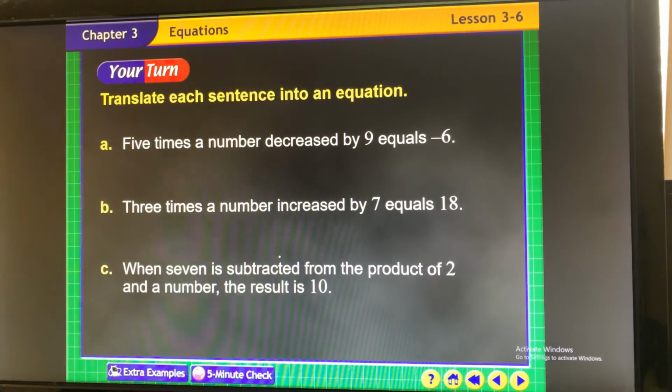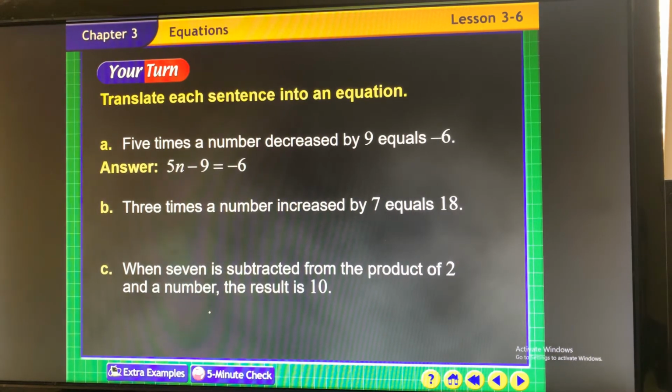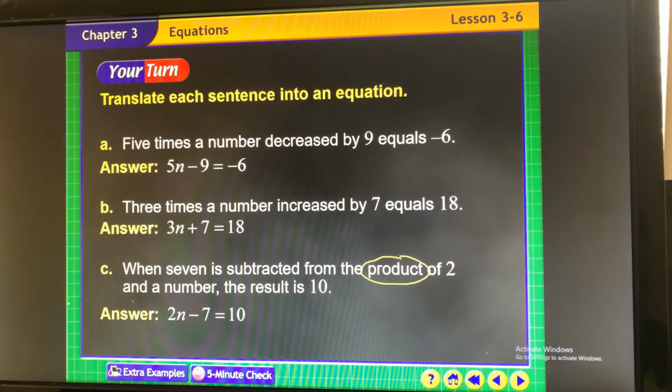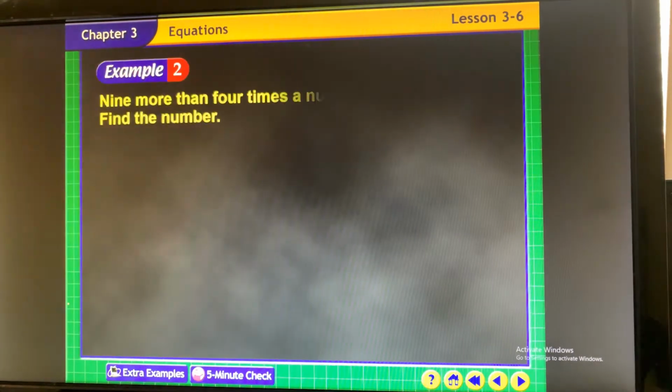5 times a number decreased by 9 equals negative 6. 3 times a number increased by 7 equals 18. And when a number is subtracted from the product, there's product, connects with the word and, there you go. So we're finding the number. 9 more than, I don't know if you remember, but I taught you when you see the word than, you start from the back and go forward.